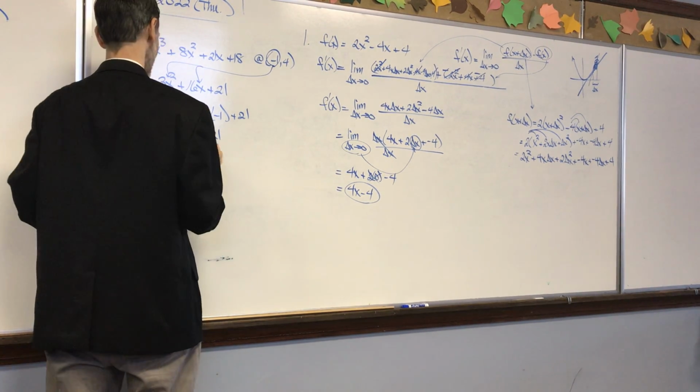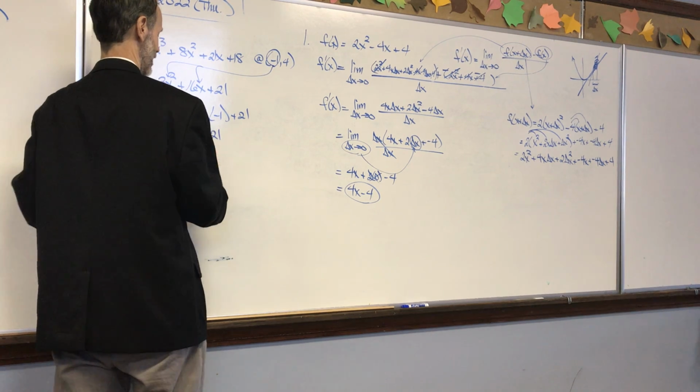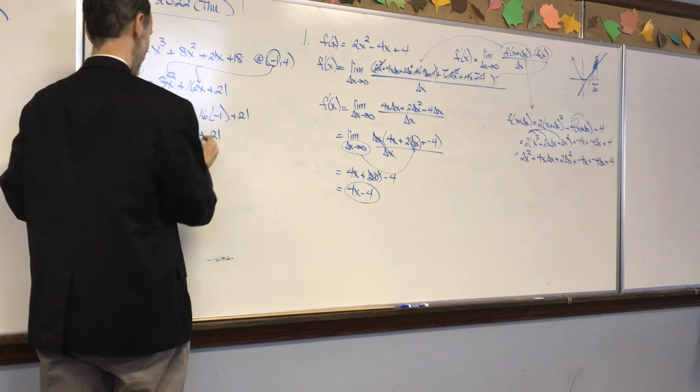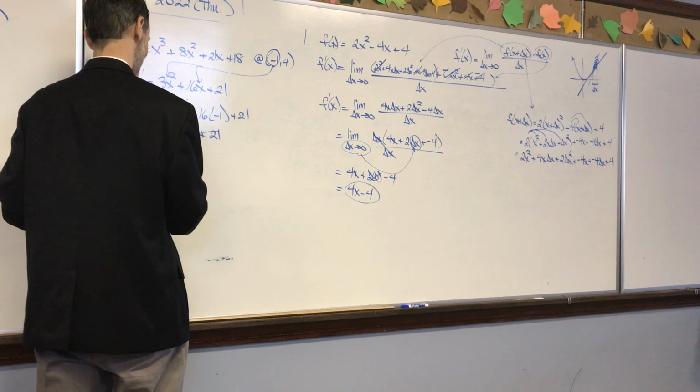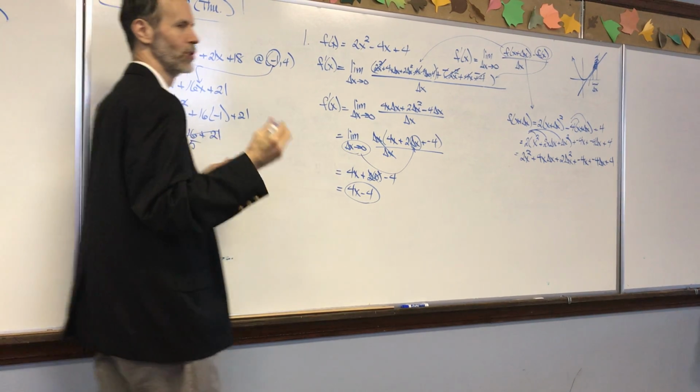Okay, anyway, sorry. You can do this one here. It's 21 minus 16.5 plus 3. 8. There you go. So the new slope is 8.